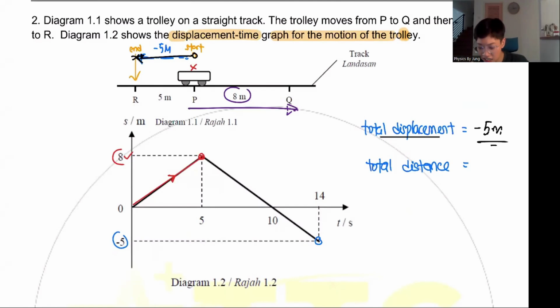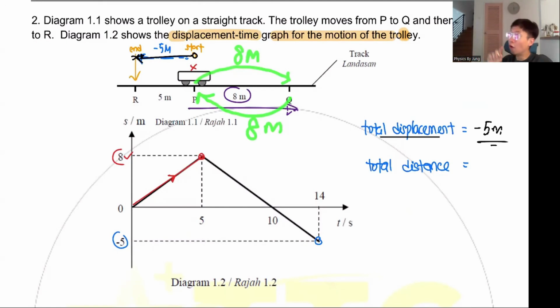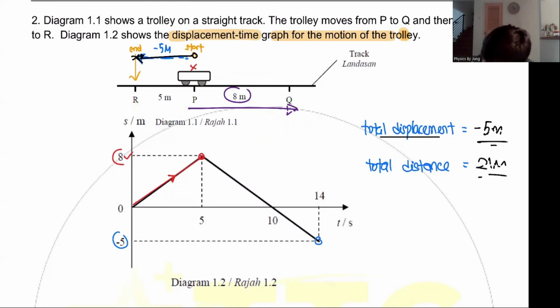The answer is, okay, because you travel all the way forward, so this is 8 meters. You travel all the way backwards, so this is another 8 meters. Because you move forward 8, you come back 8, then later you move all the way back to R, so this is another 5 meters. So in total, guys, how much did you move? 8 plus 8 plus 5. So therefore, this is actually 21 meters.